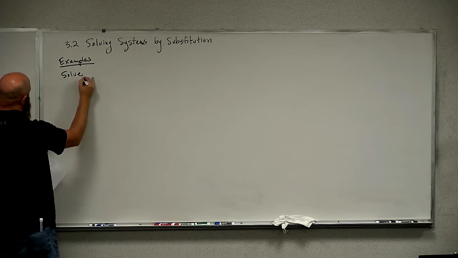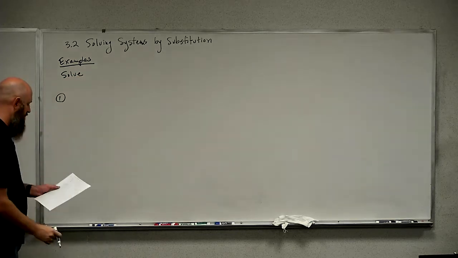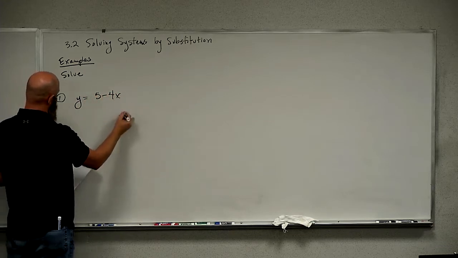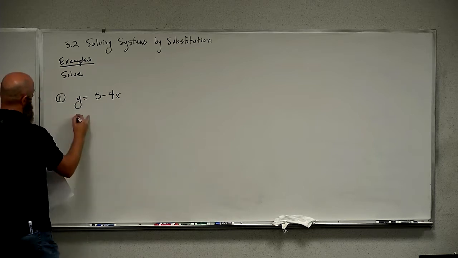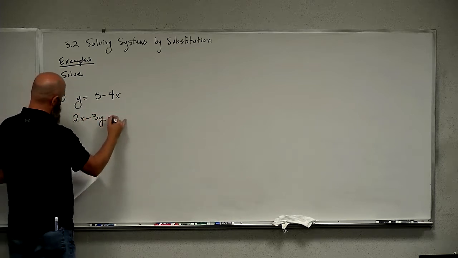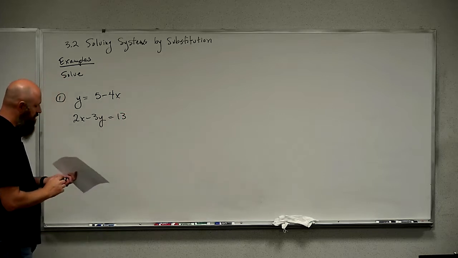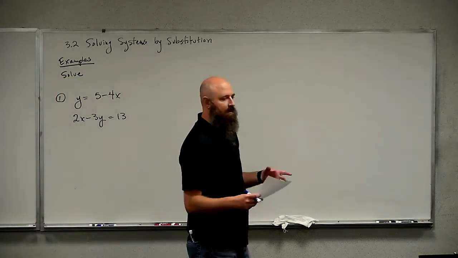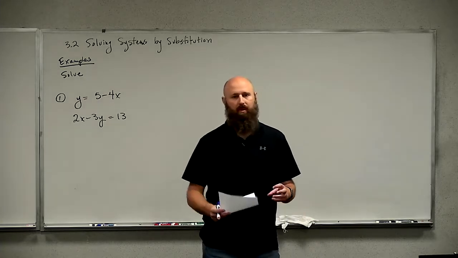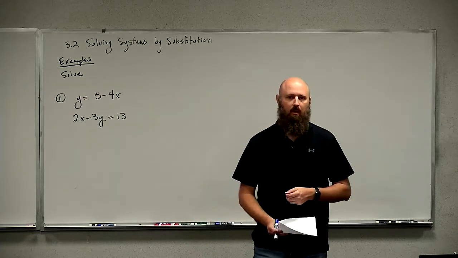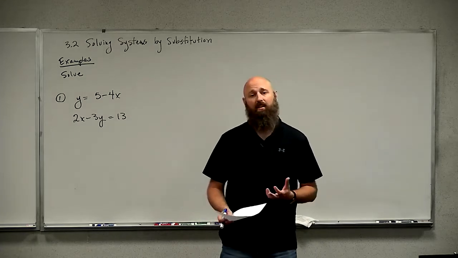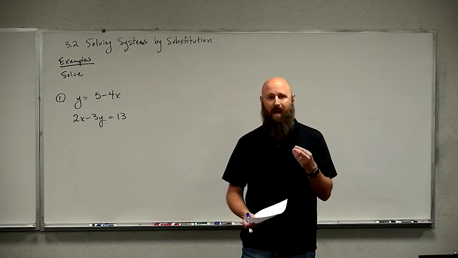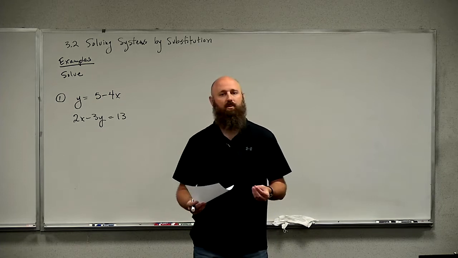So we are solving. So number one here, we have y equals 5 minus 4x is our first one. 2x minus 3y equals 13. Okay. Now, when we solve doing substitution, we think back, if we had just x equals a number or y equals a number, we subbed in, we took that and plugged it into that variable and then worked it out. And that's exactly what we're going to do here. So as long as we have a variable by itself, meaning x equals or y equals, one of the two, then we can use substitution.